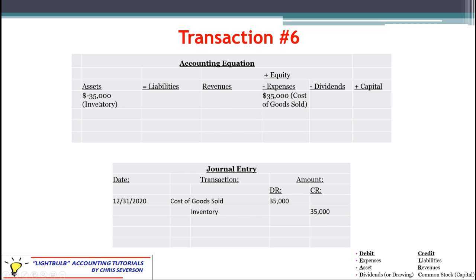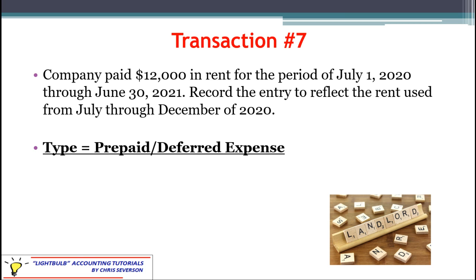So we're decreasing an asset, increasing an expense. Remember, all of the prepaid expenses are going to have the same pattern. Increase an expense, decrease an asset. So increase an expense with its normal debit balance, decrease an asset with the opposite of its normal debit balance, so we have to use a credit. We're debiting cost of goods sold for $35,000 to increase it, crediting inventory to decrease it for $35,000. And we have one more prepaid example we'll go through. This is prepaid rent. And again, we're purchasing something in advance of using it.